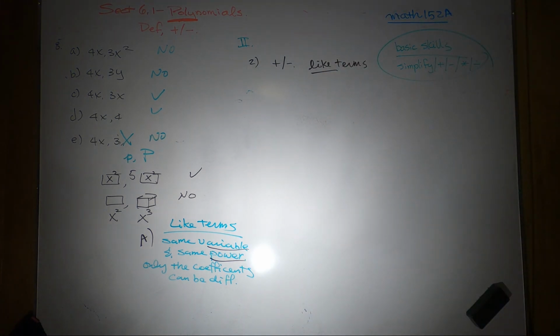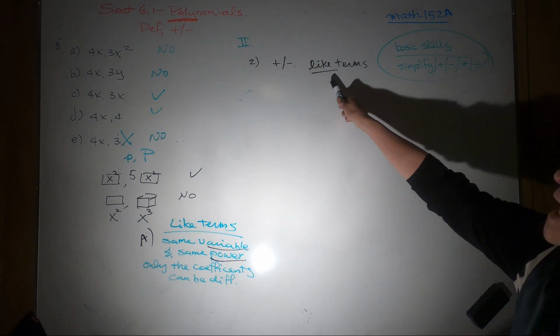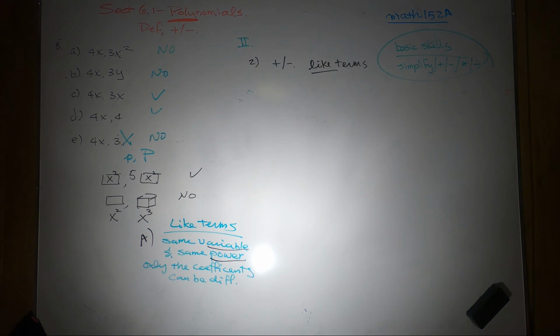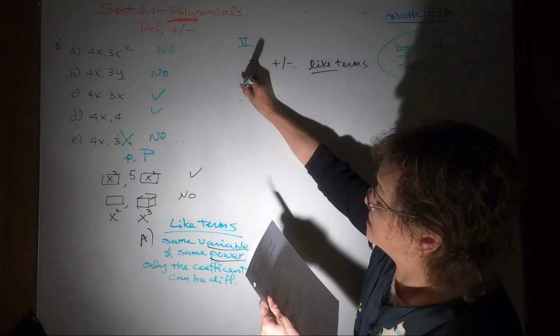If they are not alike, like pesos and dollars, can you say 2 pesos plus $5 equals $7? No. 7 pesos? No, neither. Right? Unless you change pesos to dollars or dollars to pesos, then you can put them together. So you can only combine like terms.